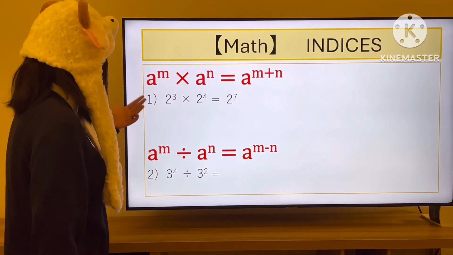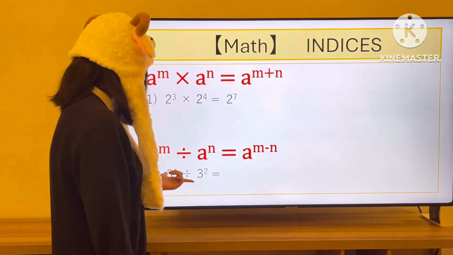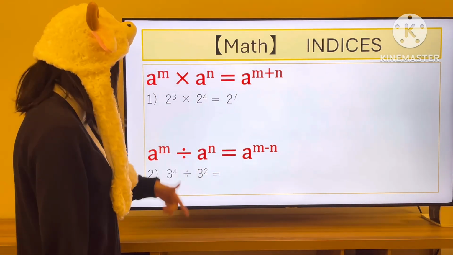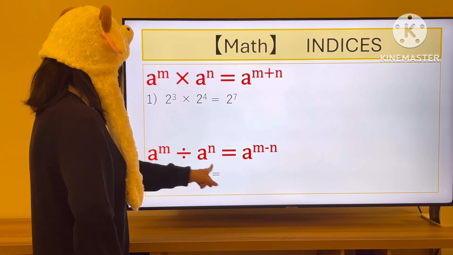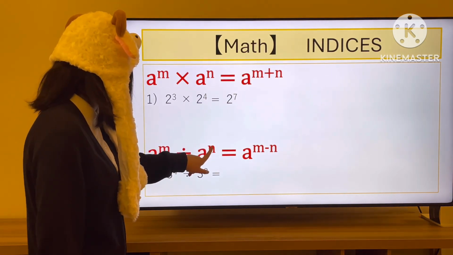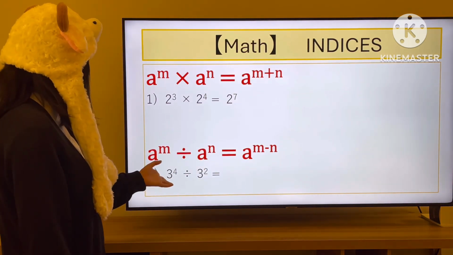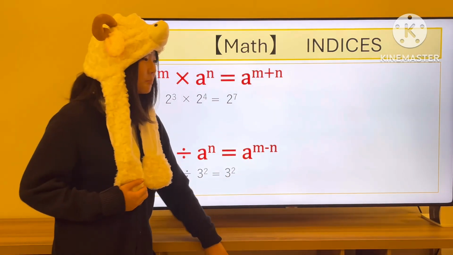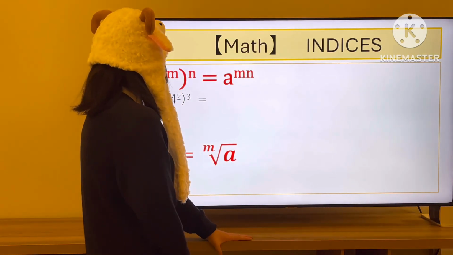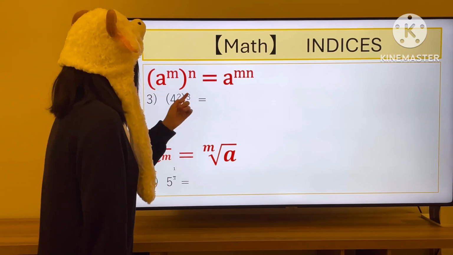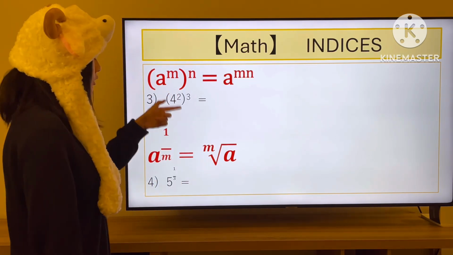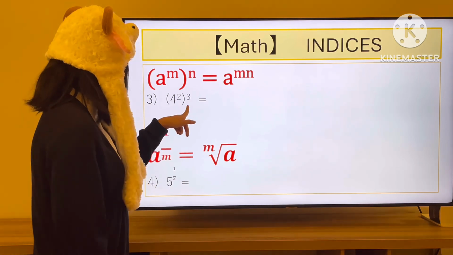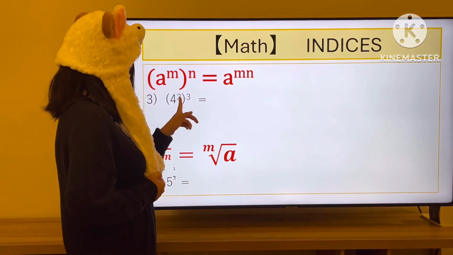And if you divide, you wouldn't divide the actual 2 powers. You would take away the amount of powers in the second number from the first number. So for this example, it would be 3 to the power of 2. And if there is a bracket and a power outside of it, then you can multiply them. So for this example, it would be 4 to the power of 6.